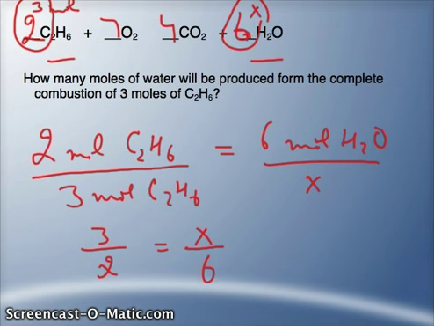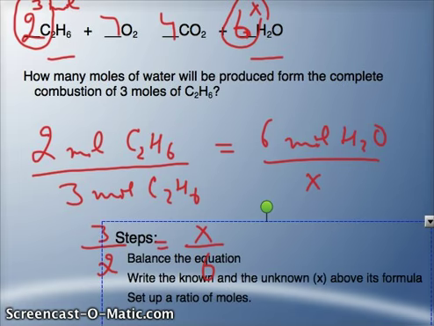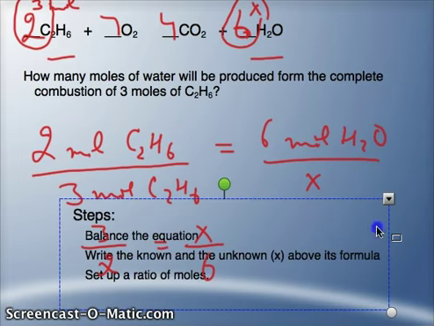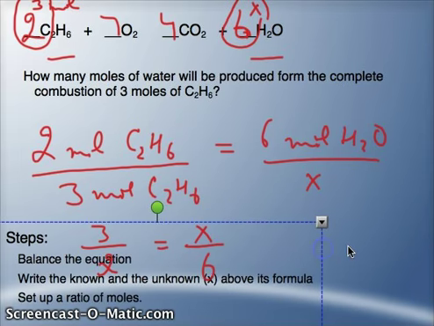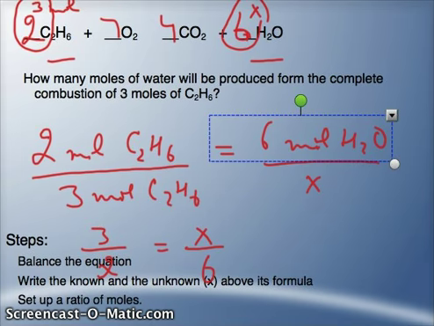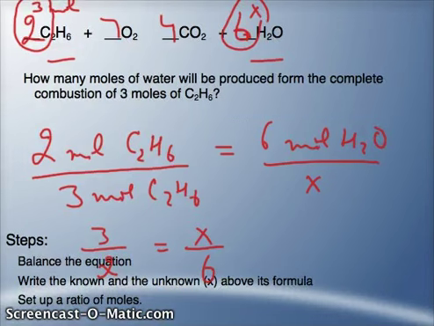Again, the basic concept is this. For mole ratios, you can balance the chemical equation first, write the known and unknown above its formula, and set up the ratio of moles. That is going to be the simplest way to do it, because these numbers already represent moles, and you are either given or looking for moles. So let's try a problem.